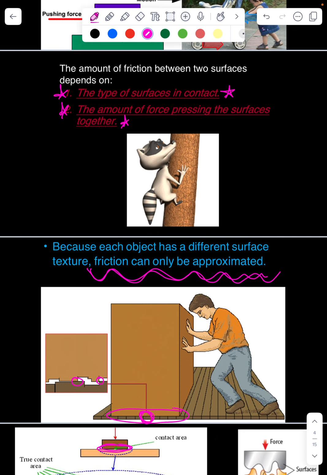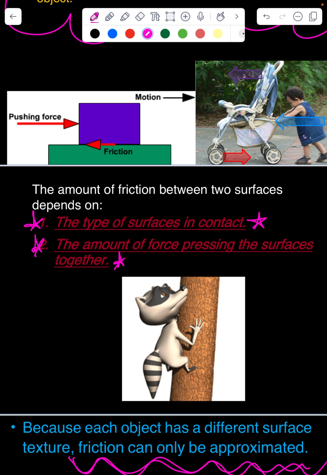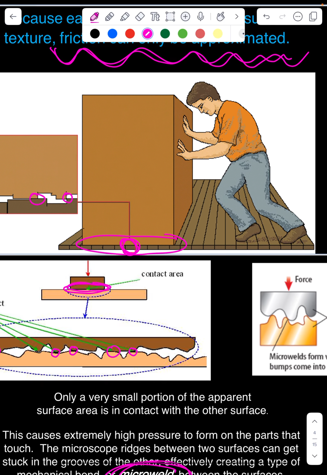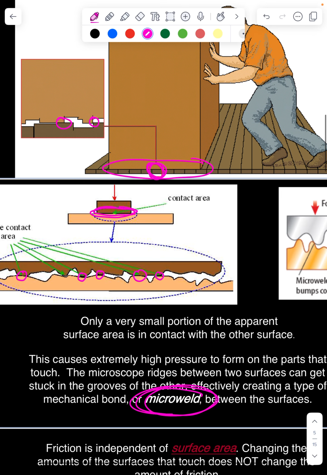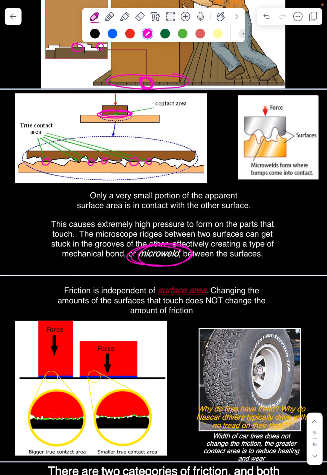Coming back to this, we're going to come back to this a lot. The two things that determine the amount of friction between two surfaces are the type of surfaces and the amount of force pressing the surfaces together. This tells us that friction is independent of the surface area.